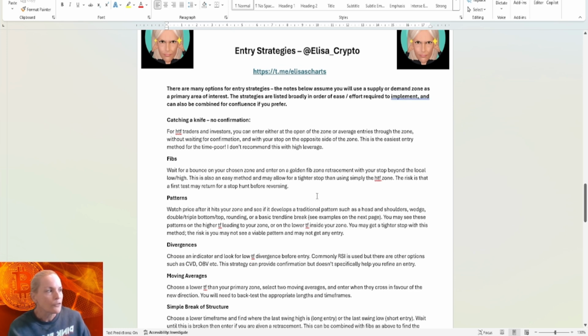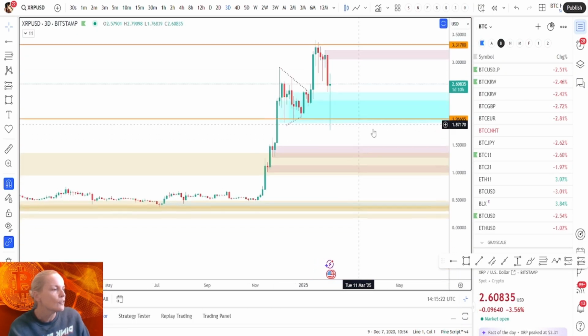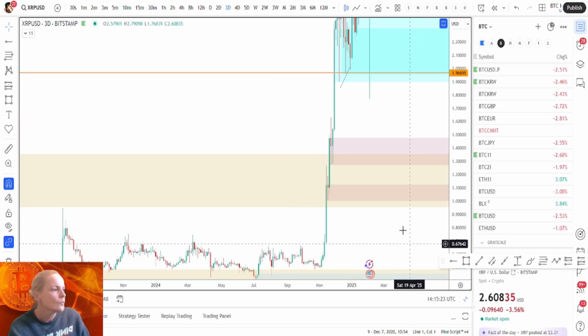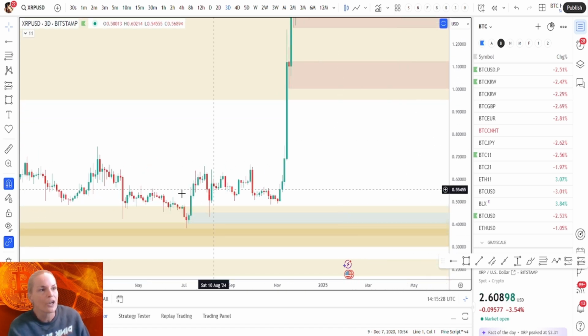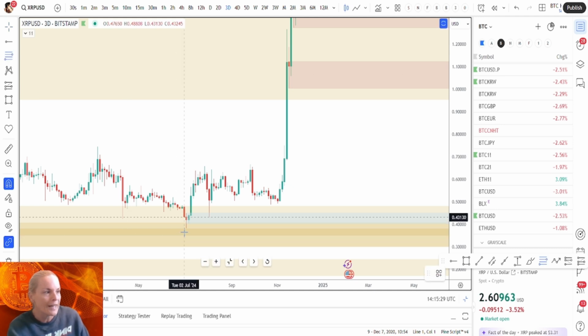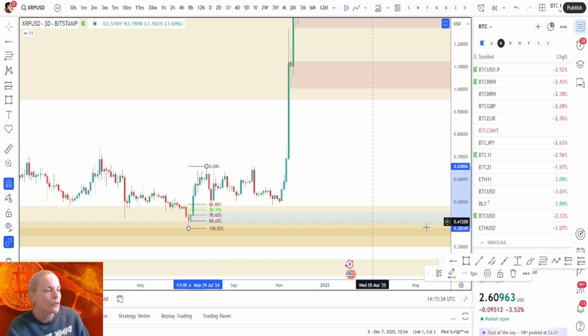Fibs. So again, this is after a bounce on your chosen zone, or a rejection if you're looking at a supply. But again, you can just look at Fibs. So try and find an example of that. So maybe just use this monthly zone as an example. So again, this is a high time frame example, but you can use this on any time frame. I'll try and give you a low time frame example, but it's had a bounce on this monthly demand.